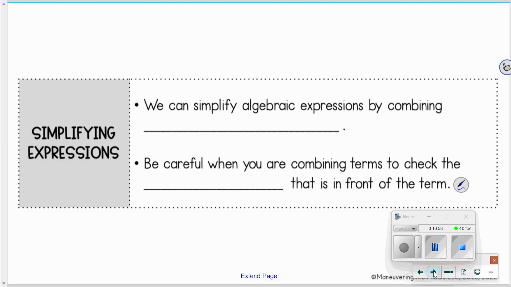Okay. So, a couple more definitions. Now that we've talked about all the different pieces, let's talk about actually simplifying expressions. We can simplify algebraic expressions by combining like terms.